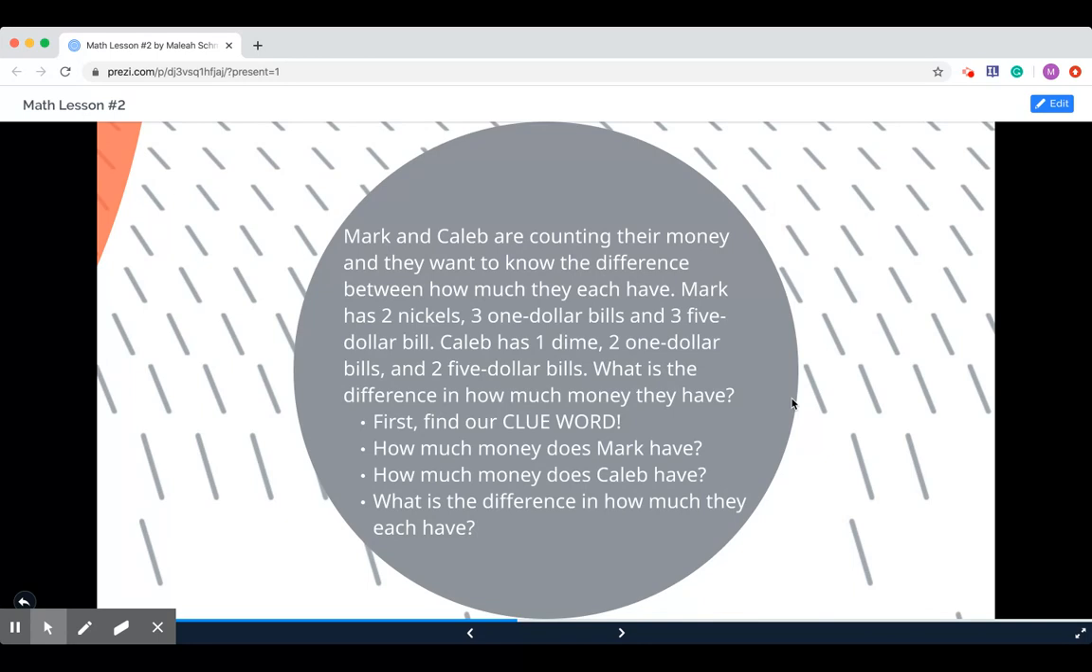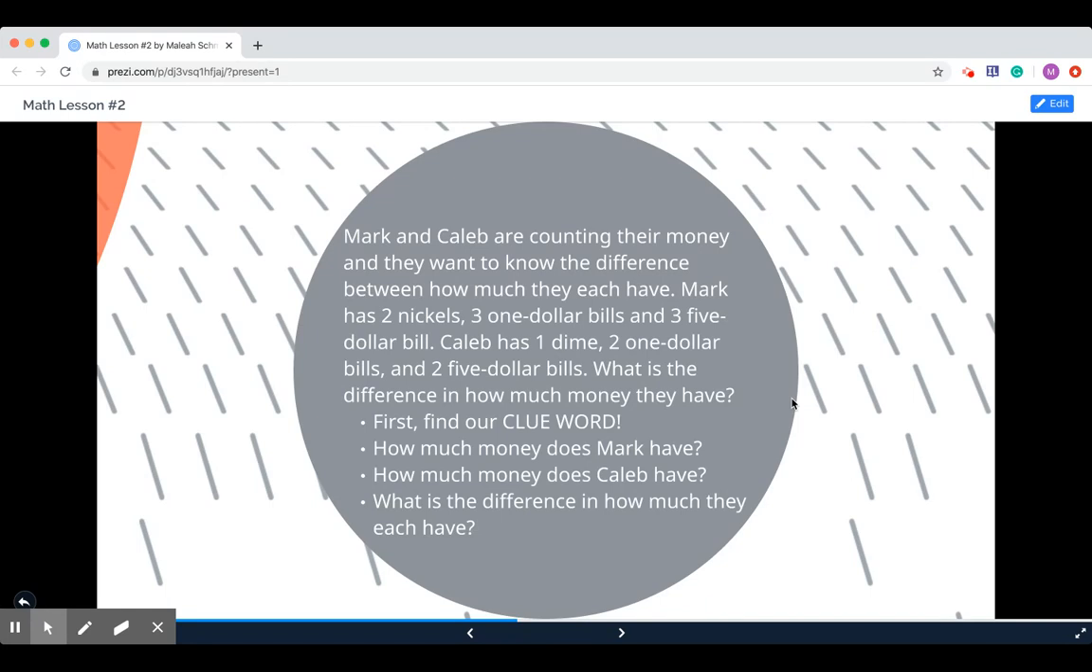First, we're going to look for that clue word. Glance, see, it comes up a couple times. Our clue word in this word problem is difference. It means we're going to subtract. So how much money does Mark have? Let's look up there. Remember, change the cent sign so there's a dollar sign in it. So Mark has, I found that he has $18.10.